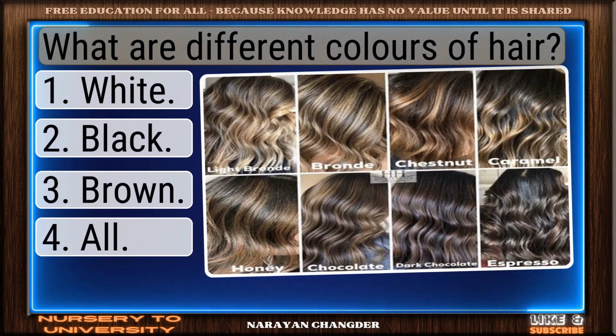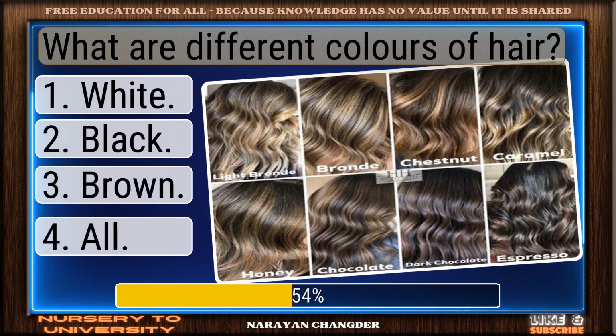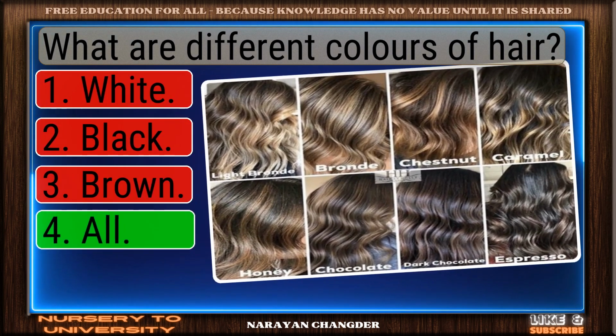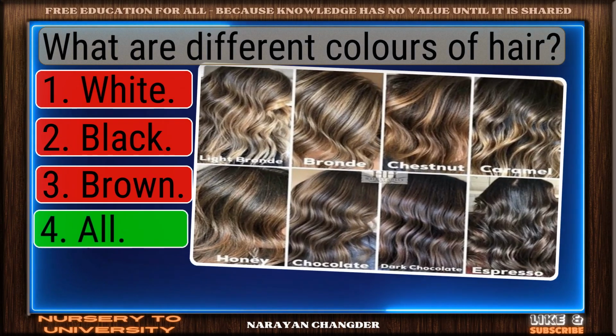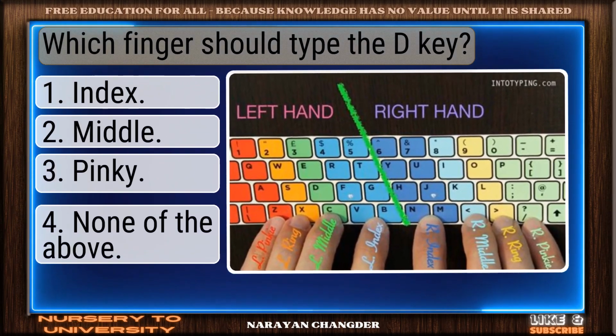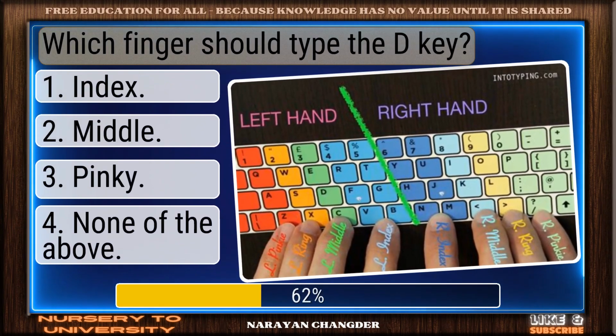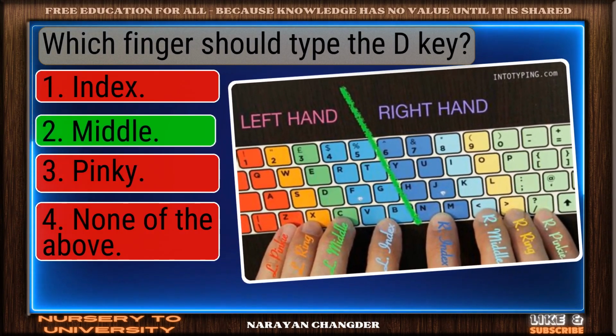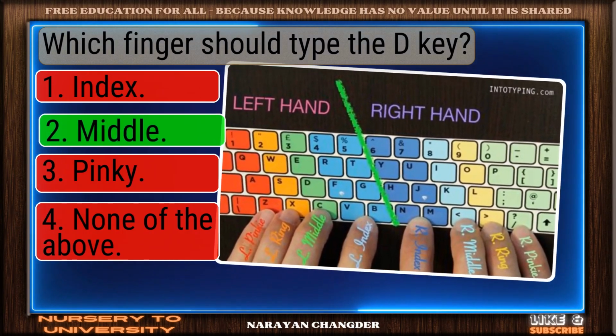What are different colors of hair? Smart move. All is an accurate answer. Which finger should type the D key? You got it. Your choice middle is right.